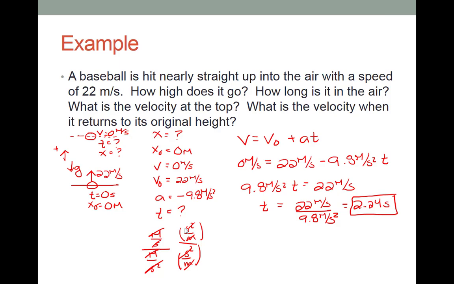Okay. Now, I'm out of room on this slide, so I'm going to go to the next slide to find how high it went. To do that, I use the x equals x naught plus v naught t plus 1/2 at squared equation. Again, it's not my only option, but it does have going for it the fact that it's already solved for the position. So the initial position we let be zero.